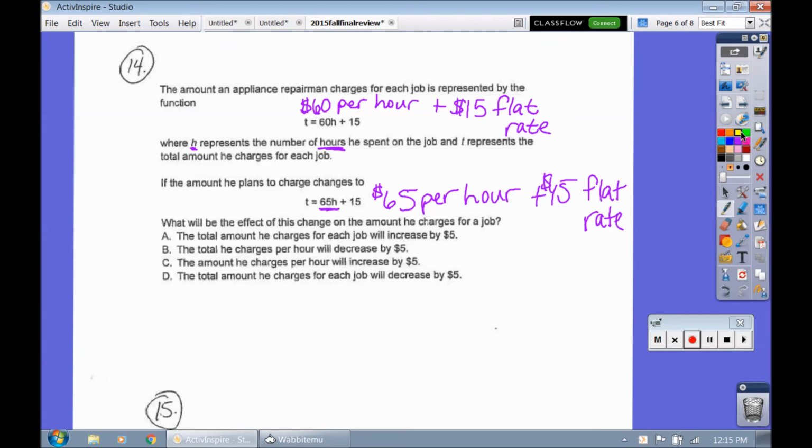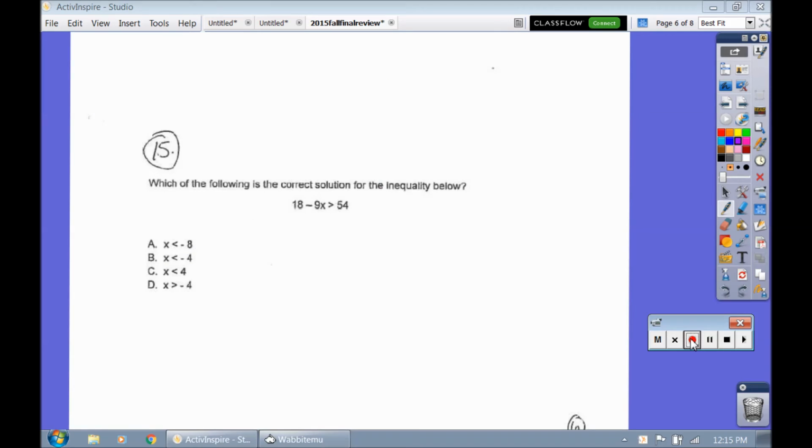Well, we know that the flat rate is not changing. So let's go through our answer choices and let's check this out here. Let's look at letter A. We can see that it's changing per hour. That's really simple. It's going from 60 to 65, so we don't even need to go through our answer choices. So the amount he is charging is going to increase by $5 an hour.